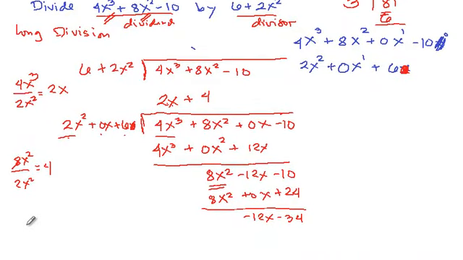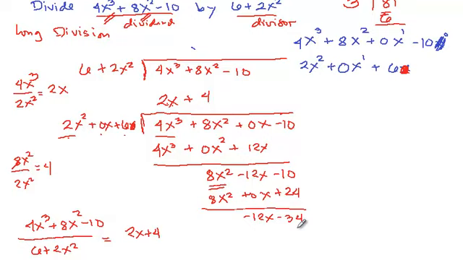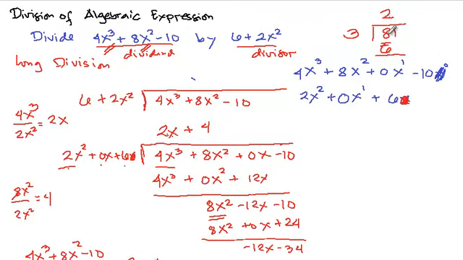So let's rewrite that. Atong i-express tong answer, no? Like 4x cubed plus 8x squared minus 10 over 6 plus 2x squared is just equal to what? Well, it's just equal to 2x plus 4. Then we have a remainder, right? We have a remainder, negative 12x minus 34. Just like what we have here. So what will be the answer here? Let's try, okay? 2 whole number man.